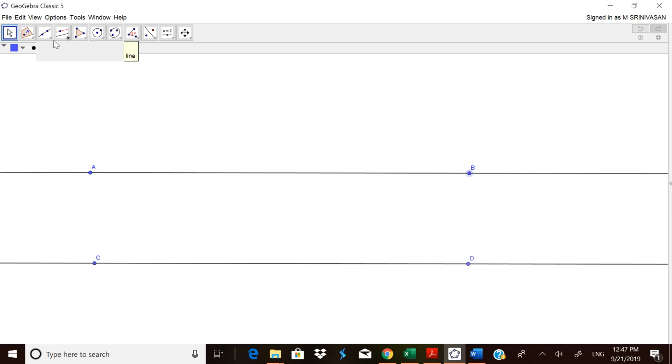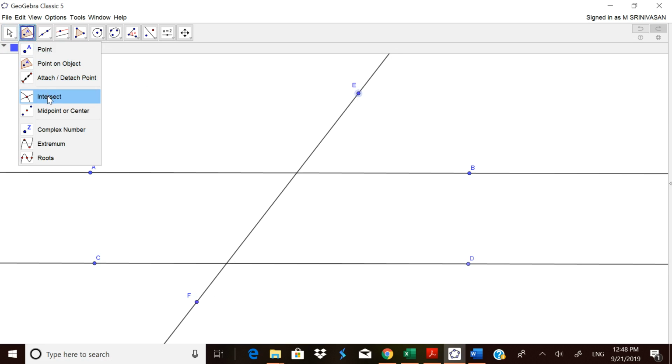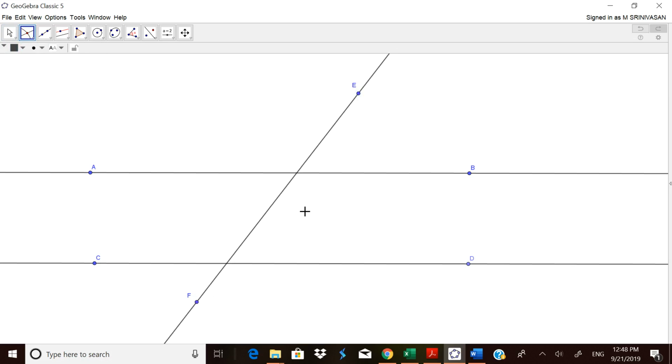The transversal is one more line, so I am taking a line and drawing a transversal now. To measure the angles we need the points of intersection, so let us find them. We go to the intersect tool. This is the point of intersection, and this is the other point of intersection.